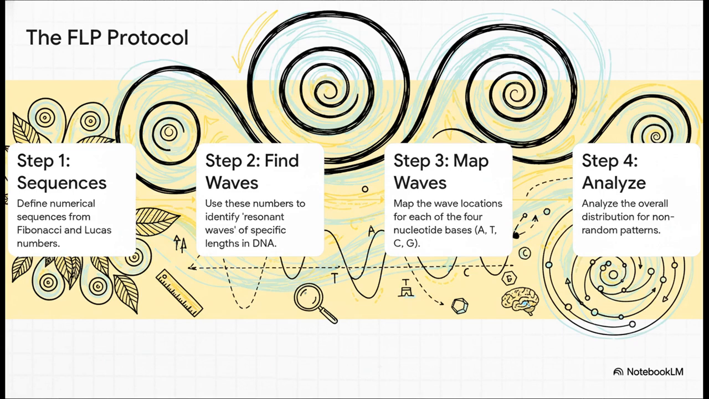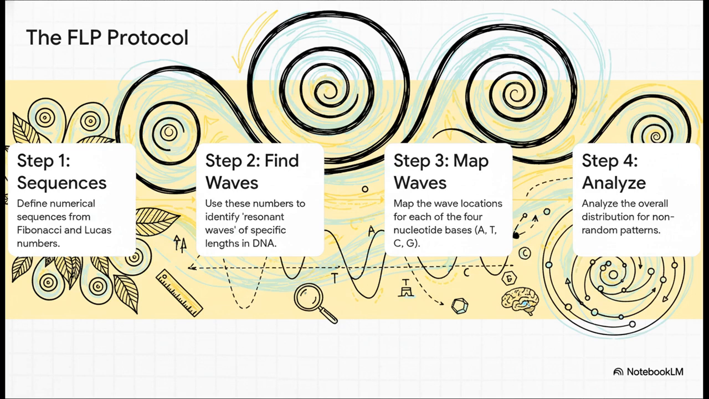First, he created some numerical sequences based on Fibonacci numbers and the similar Lucas numbers. Second, he took those numbers, like 55, 89, 144, and used them as specific lengths to search for within a DNA sequence. He called these resonant waves. Third, he mapped out exactly where these waves popped up for each of the 4 DNA bases.